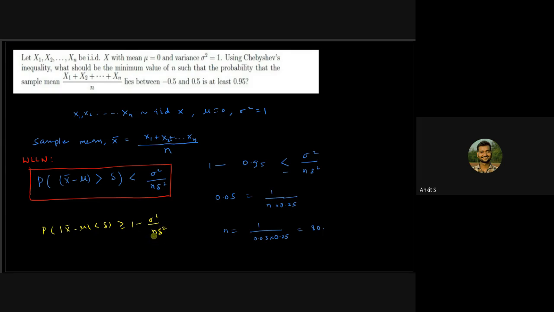Okay, so this is at least 0.95, it is asked. So this is the probability. What we will do, we will simply equate 1 minus sigma squared by n delta squared to 0.95, because it is asking that it should be at least 0.95. This is given, and then when we solve for this, we will get the value of n, because sigma squared and delta squared, everything is given here.